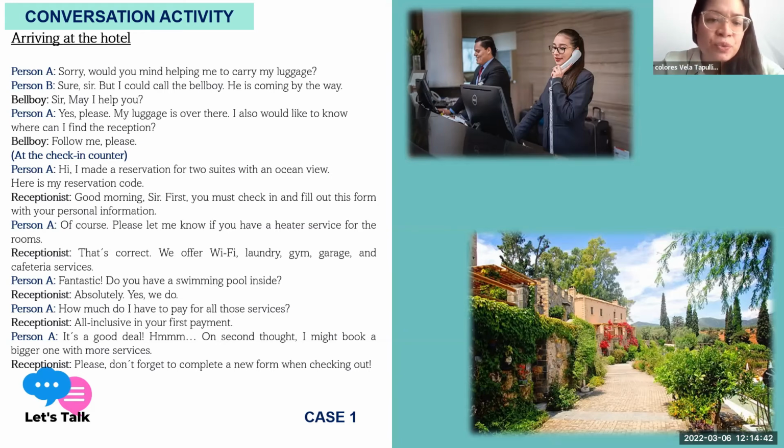Hi, I made a reservation for 2 suites with an ocean view, and here is my reservation code. Good morning, sir. First, you must check in and fill out this form with your personal information. Of course, please let me know if you have a heater service for the rooms. Okay, that's correct. We offer Wi-Fi, laundry, gym, garage, and cafeteria services. Fantastic. Do you have a swimming pool inside? Absolutely. Yes, we do.